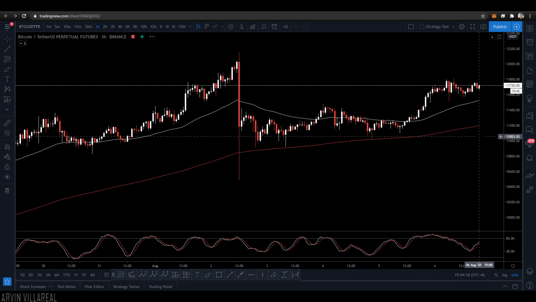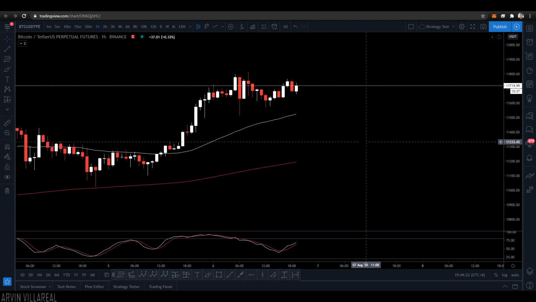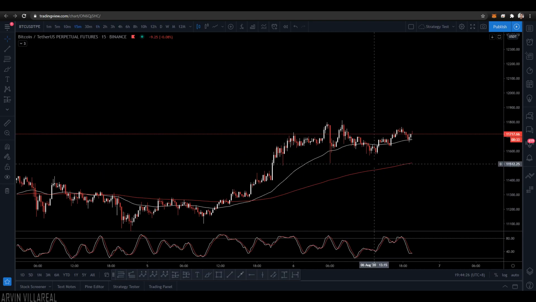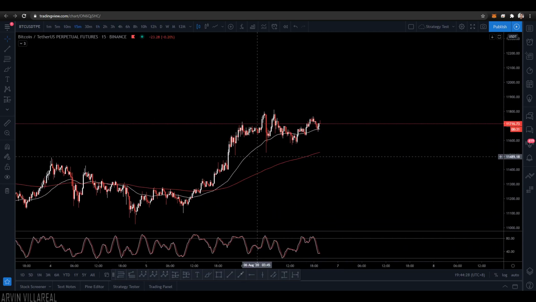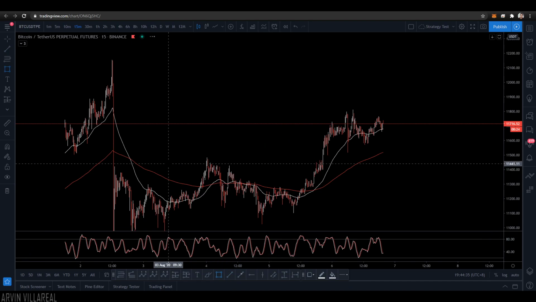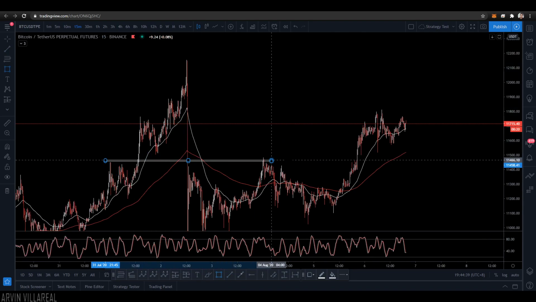Okay, now, since we saw that earlier, gusto ko lang ipakita sa inyo, nag-swing high tayo, kung bababa tayo ng 15-minute. Okay, nag-swing high tayo dito. Ito yung swing low natin. So, that's gonna be, of course, our area of support. Which is true naman kasi ito yung area ng support natin.